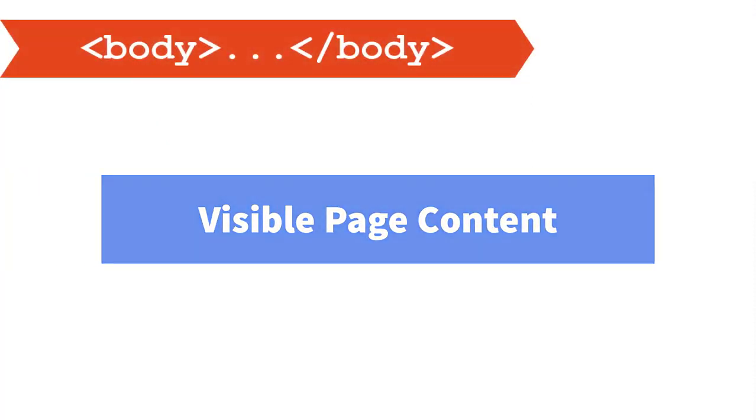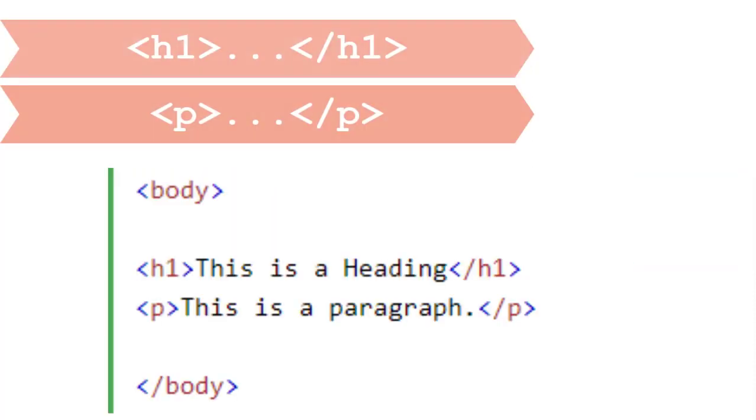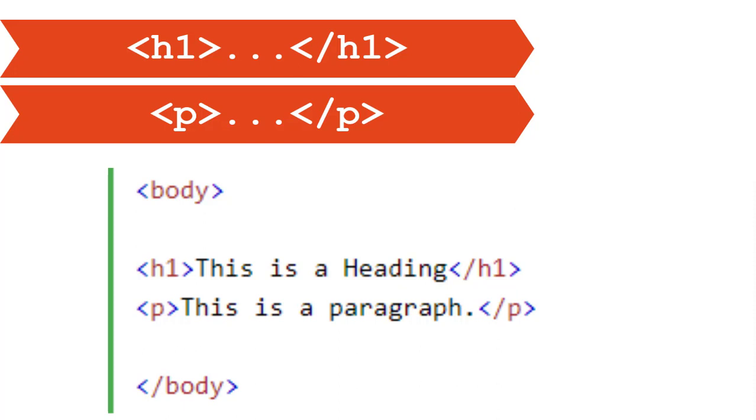Then we have the body tag. Whatever is visible on your page goes inside the body tag. Then we have the H1 tag, which is the large heading, and the P tag means paragraph tag, right? If you are writing multiple lines, you should write all those lines inside the paragraph tag.